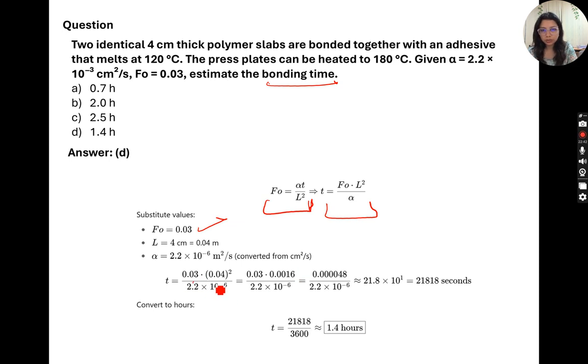We simply need to put this into the formula and solve this question. There's nothing wrong in that. After solving the question, the value we will get is 21818 seconds, and upon dividing it by 3600, the value will be 1.4 hours.